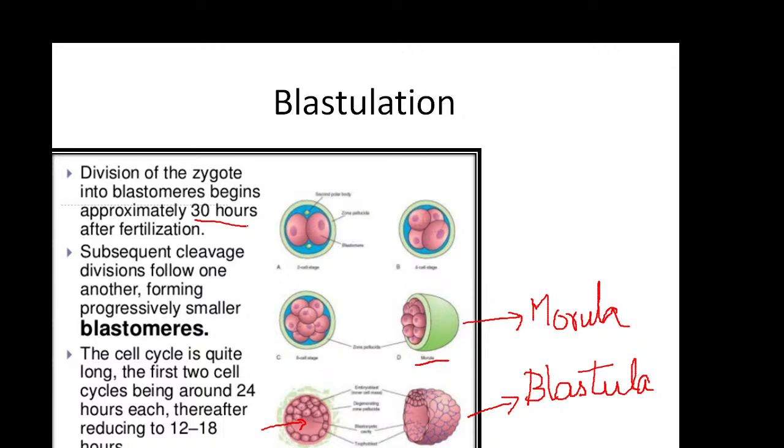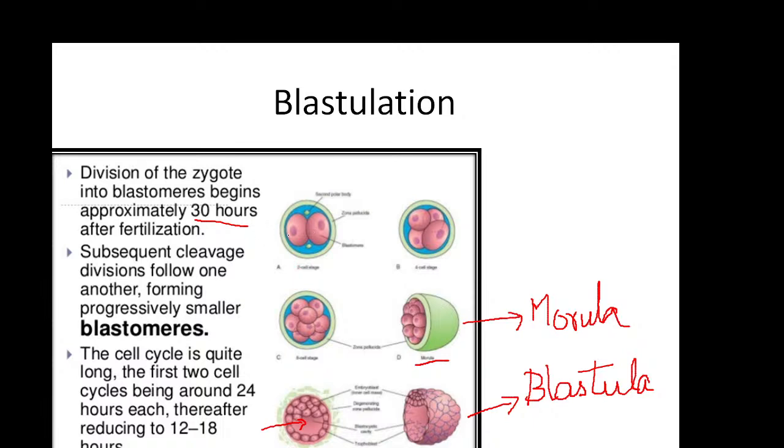The division of zygote into blastomeres begins 30 hours after fertilization. After the male and female gametes fuse, the division of the zygote starts only after 30 hours. The fertilized egg starts to divide only after 30 hours, and the subsequent cleavage results in the formation of a structure called morula.